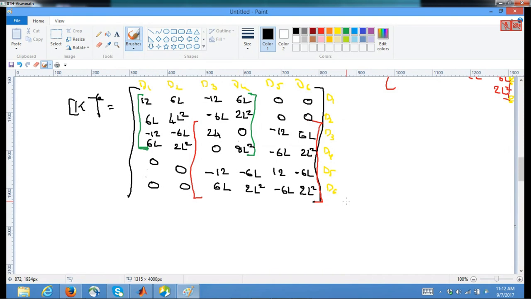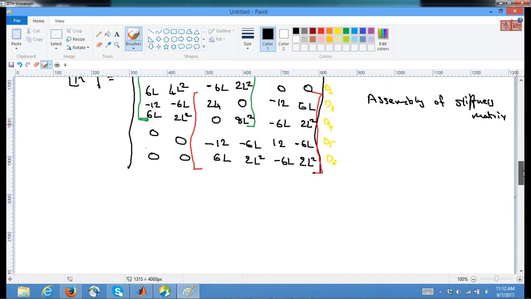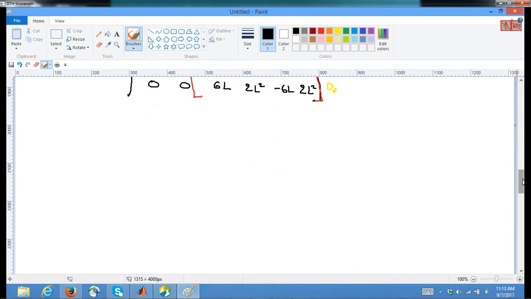So together this was this thing. Now we have a global, which is nothing but the assembly of stiffness matrix. Later we also showed that our Fg is equal to the union of f of element 1 and f of element 2.